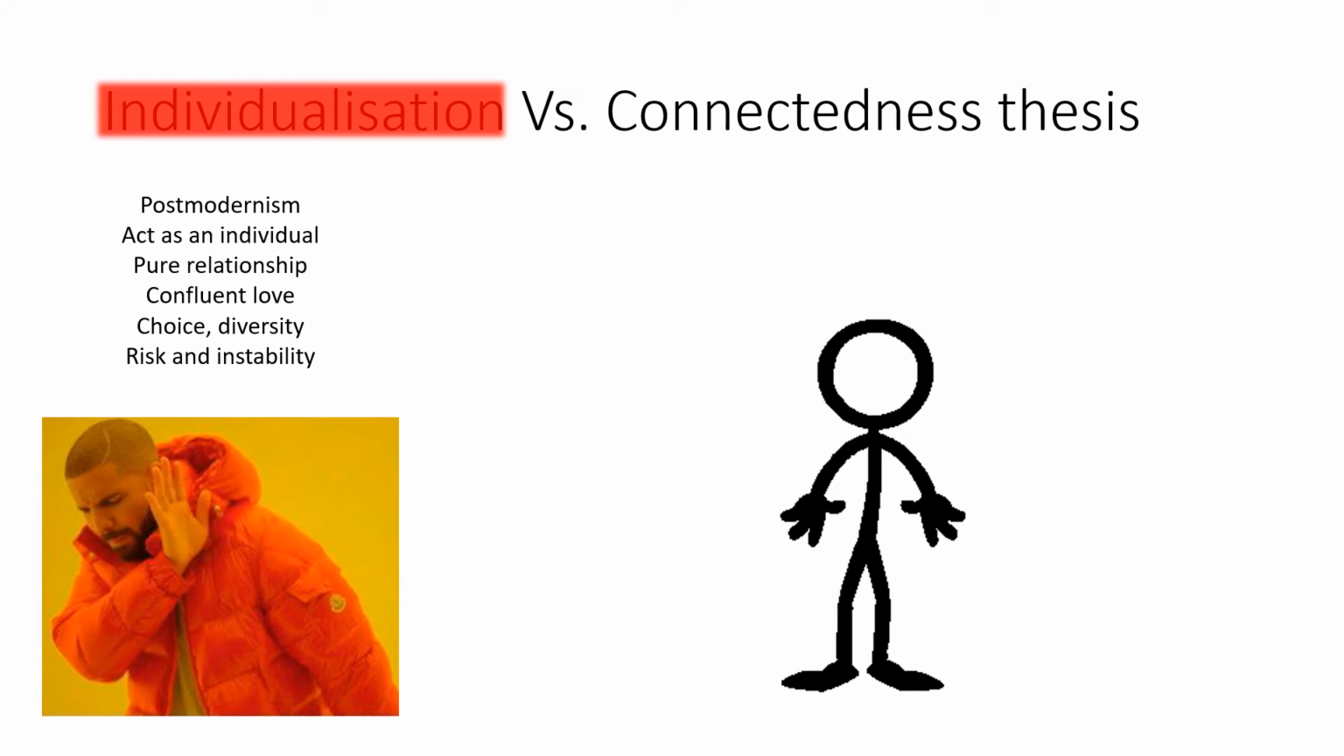Now, the first thing I also wanted to touch on was this idea of individualization versus the connectedness thesis. Now, individualization is linked to postmodernism. So we act individually, we have pure relationships where we're in a relationship as long as it benefits us. We have this idea of confluent love, so we know that it's not going to be romantic, happily ever after love, but we're happy and in love and in a relationship, but it may not be forever. There's more choice, there's more diversity, there's risk and instability, and that's what the individualization thesis is about.